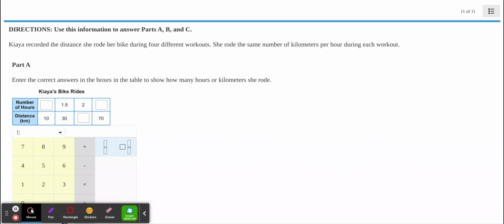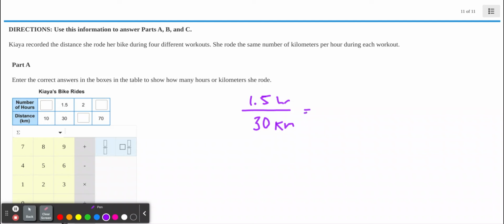So again, Kaya recorded the distance she rode her bike during 4 different workouts. She rode the same number of kilometers per hour during each workout. So we're looking for a consistent unit rate here. Enter the correct answers in the boxes in the table to show how many hours or kilometers she rode. So first thing I need to do is find my unit rate. And to do that, I am going to take the 2 numbers that I know in my boxes. So I've got 1.5 hours, and that is 30 kilometers.